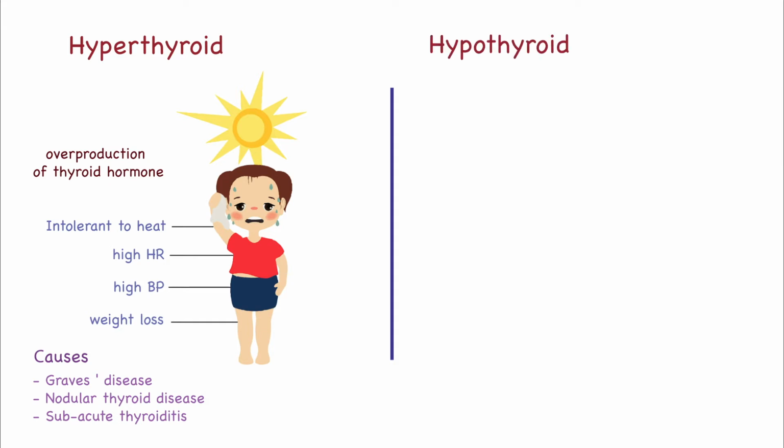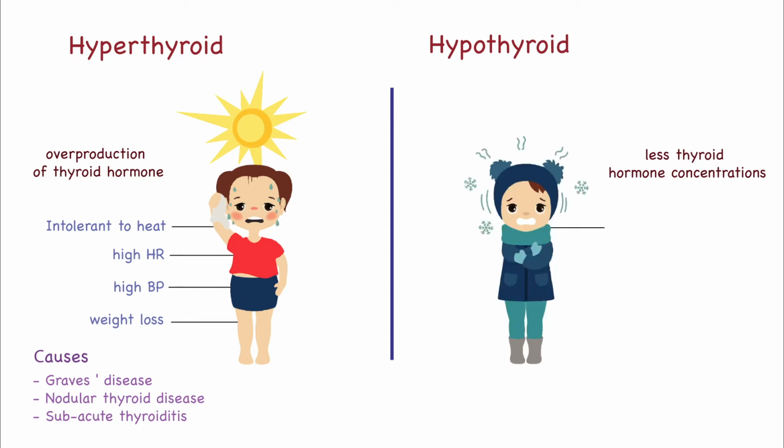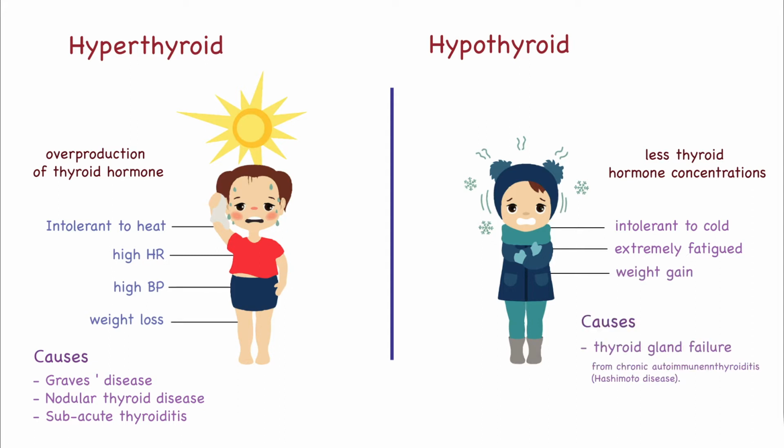For hypothyroid disease, there will be less thyroid hormone concentrations. Patient will be intolerant to cold, extremely fatigued, and will experience weight gain. Causes can be thyroid gland failure from chronic autoimmune thyroiditis called Hashimoto disease, or iodine deficiency, and it could be secondary hypothyroidism due to pituitary failure.